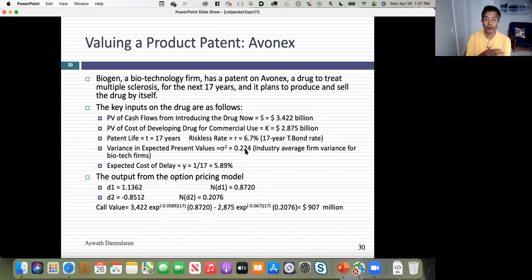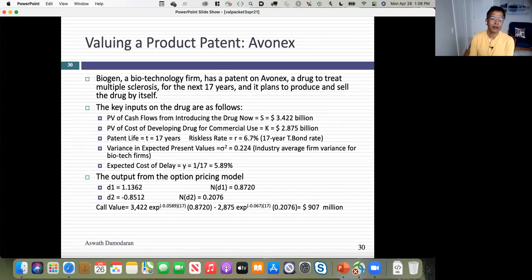So I took the easy way out. I didn't do a Monte Carlo simulation. I'm going to take that as my variance in the value of S. And finally, this is a viable option. They can develop the drug today. If they choose to wait, which they can, what will they give up? They'll give up 1/17 because they have 17 years of protection. They'll give up one of those 17 years of protection. I plug the numbers in: D1, D2, N of D1, N of D2. The value that I get for Avonex as an option is $907 million.